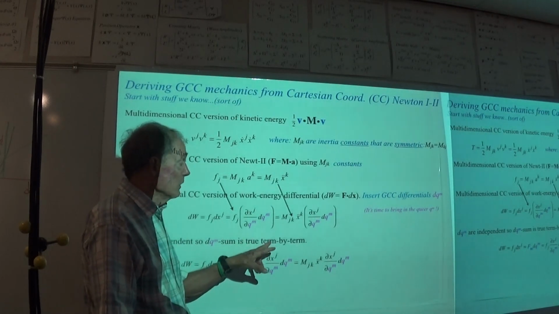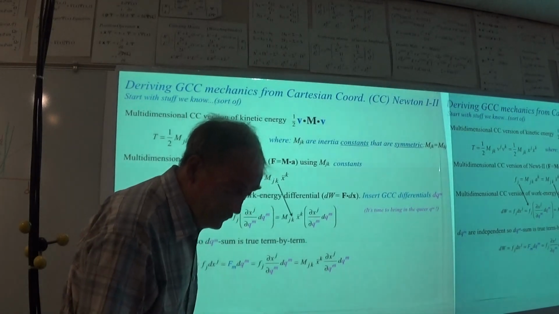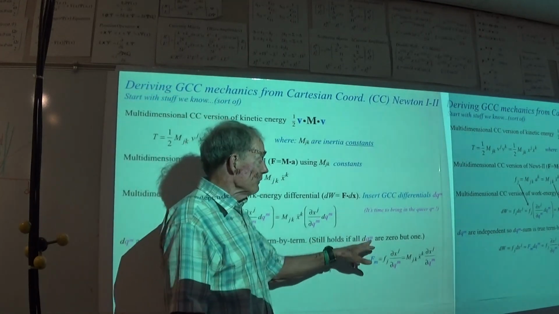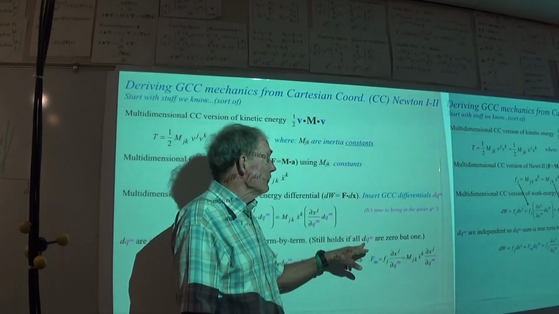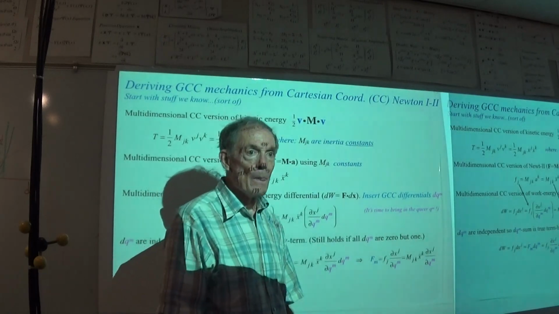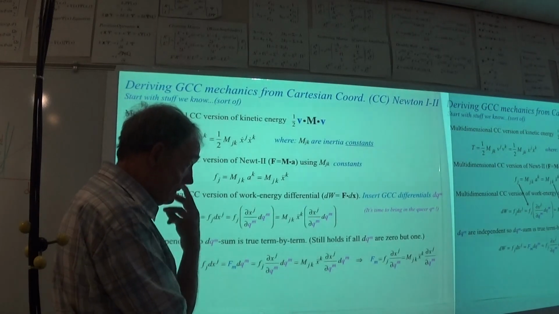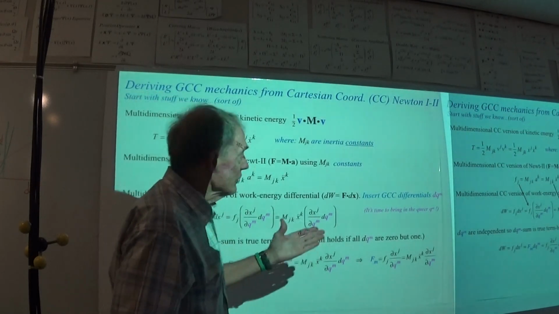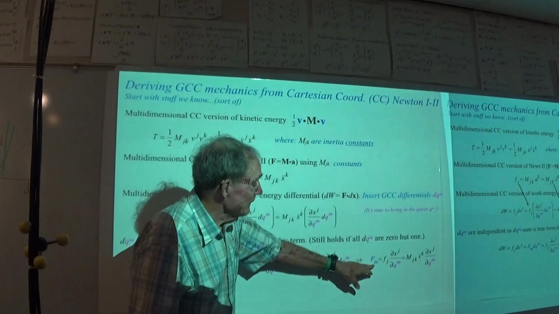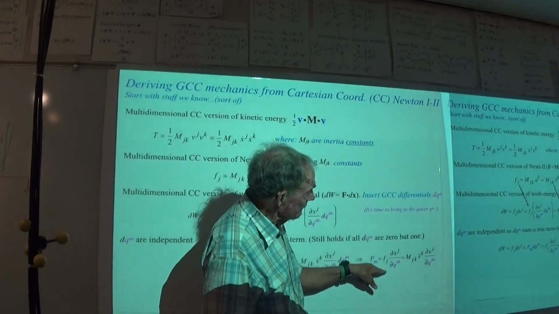This sum is true term by term. What I mean by that is, and I'll just state it right here, it still holds if all of the differentials, because these are independent, you see, I can set them all to 0 except for the one I'm interested in. So therefore, I can just drop having to do the entire sum. I can pick a particular m and just write it like that. That would be what we would call a generalized force right there. And it's a weird kind of Jacobian transformation of the Cartesian force vector.